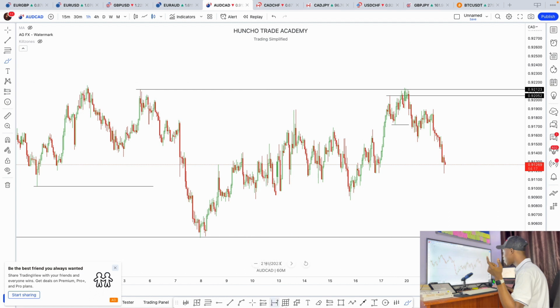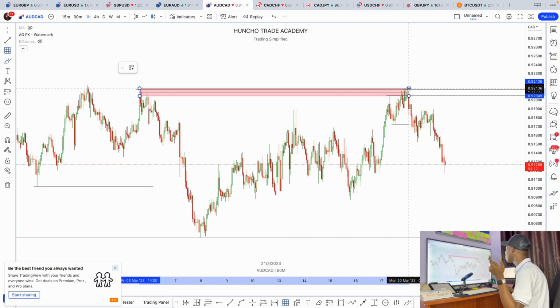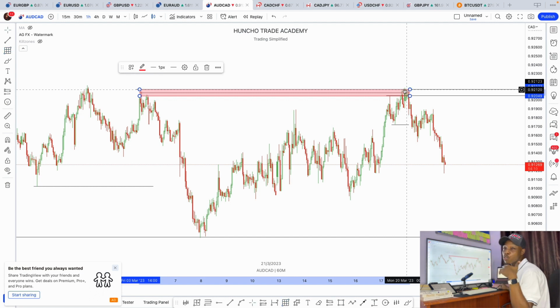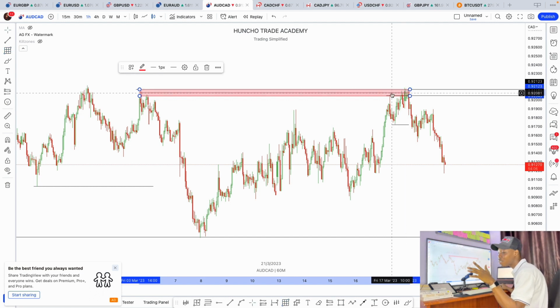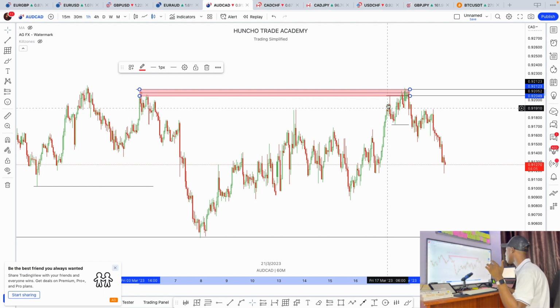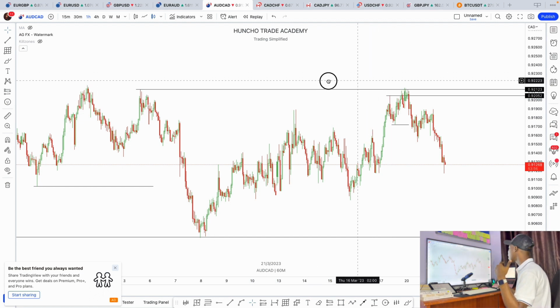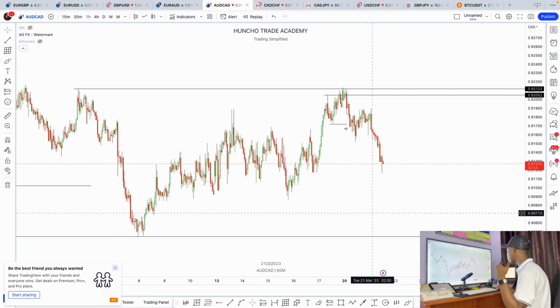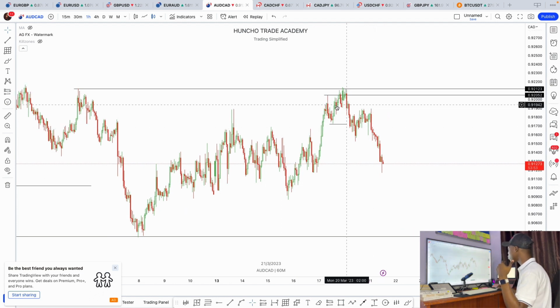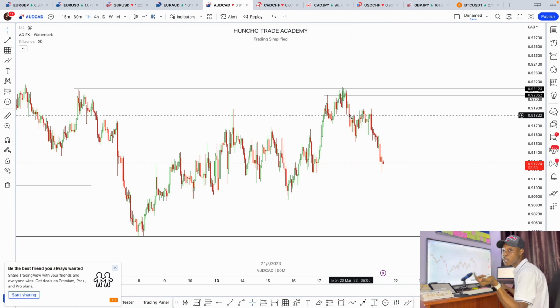So price was reacting from this supply zone here. You might want to call it a resistance zone. It doesn't matter. Support and resistance is the same thing, right? So price rejected from this area, then pushed to the upside to liquidate this high as well, right? So after price has liquidated this high, I wanted to see price moving back inside of this zone before I can take that entry.